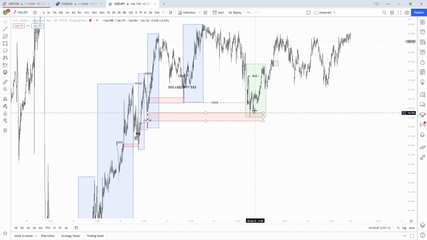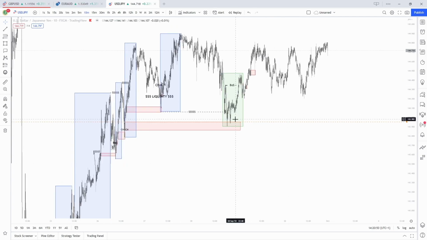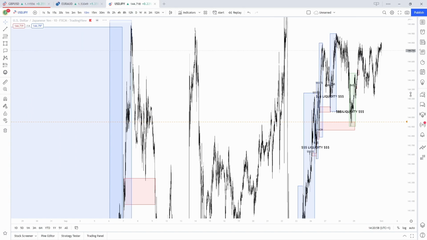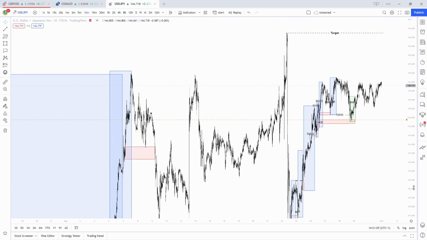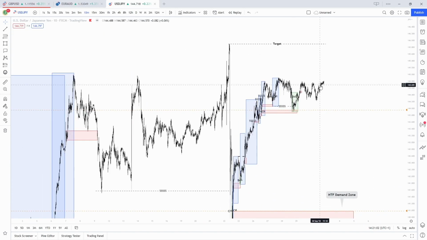Recently had a reaction to a zone here. However, the reaction from that and move higher has not been done with high volume or volatility, which is an indication to me that price probably doesn't want to continue higher and is struggling with the amount of demand in the market, and therefore is struggling to continue higher. So this is another one where we're just going to have to see what price does.